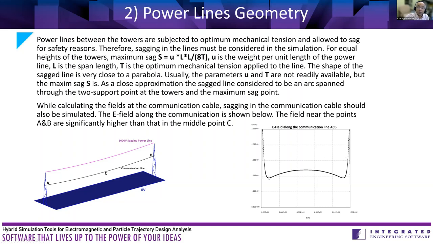Observe this, here, points A and B. The electric fields at the communication cable closer to the ends of the towers will be large. In the middle, the field will be small. They will be approximately, this is 16, this is 30, approximately double. The field in the middle will be half the field that you see close to the towers.